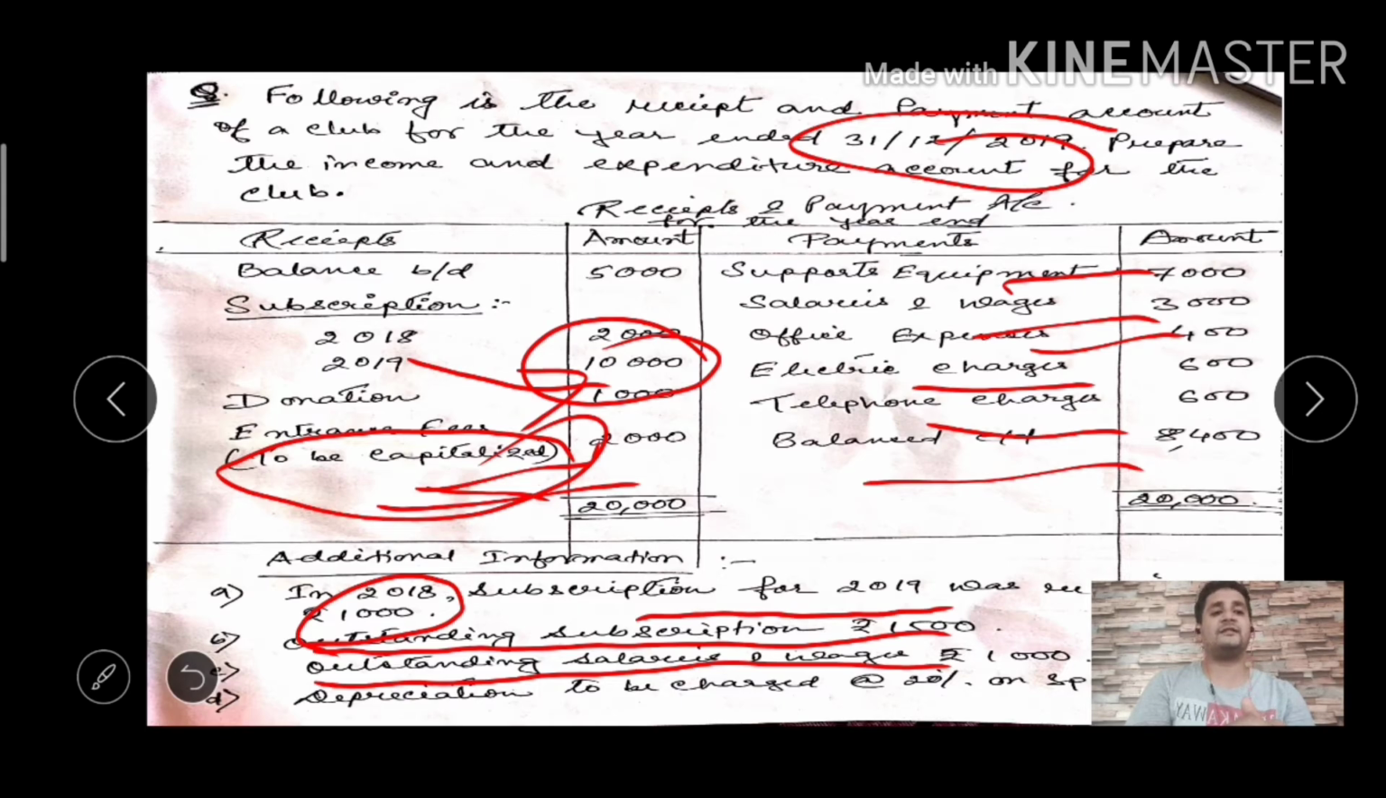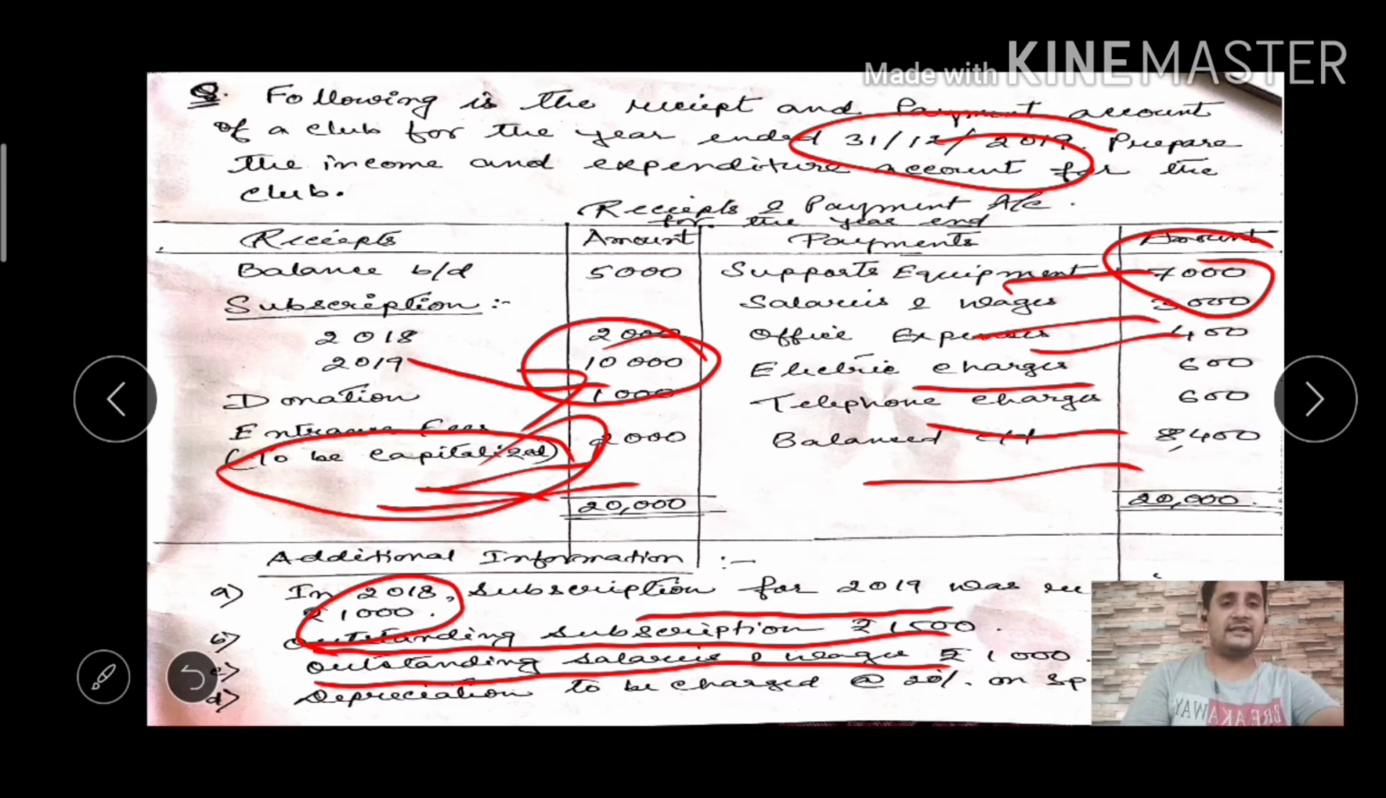Lastly, depreciation to be charged 20% on sports club, which is 7,000. So on 7,000, 20% we will charge as depreciation. This will come under the expenditure side.